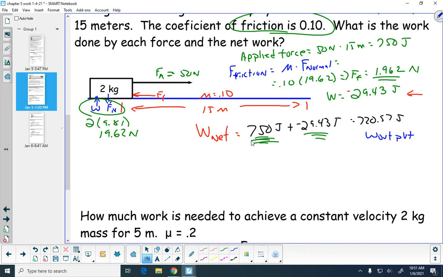It's the result of work or forces that are combining together that's doing a job. This here is a work input. This is what we are putting into this object. We're putting in 750 joules of work. But not all that work, friction is dissipating some of that work.